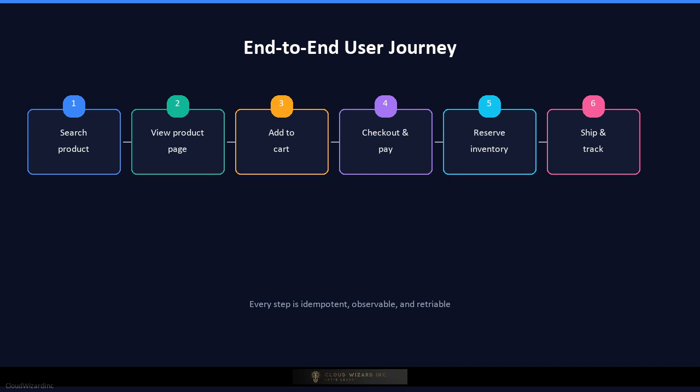The customer adds the item to the cart. The cart service stores the item and checks current availability, but does not yet reserve inventory. At checkout, the customer selects an address and payment method. The order service creates a pending order, calls the payment service to authorize funds, and then calls the inventory service to reserve stock. If payment succeeds and inventory is available, the order is confirmed.